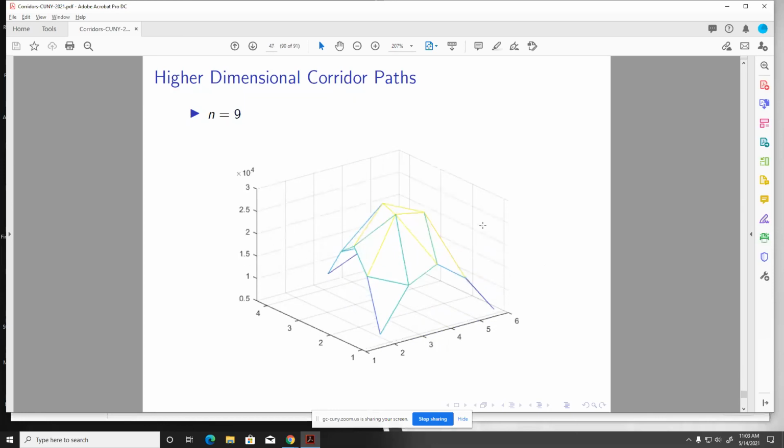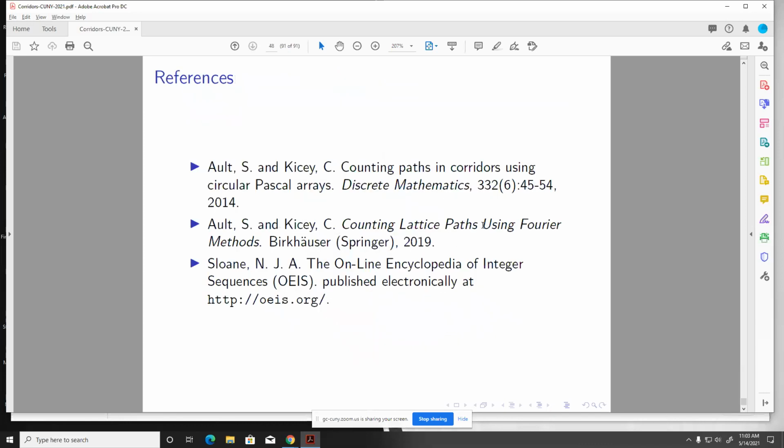And you can think about the asymptotics of that picture as well, and talk about random walks on a wedge using our methods. That's all I have for you.